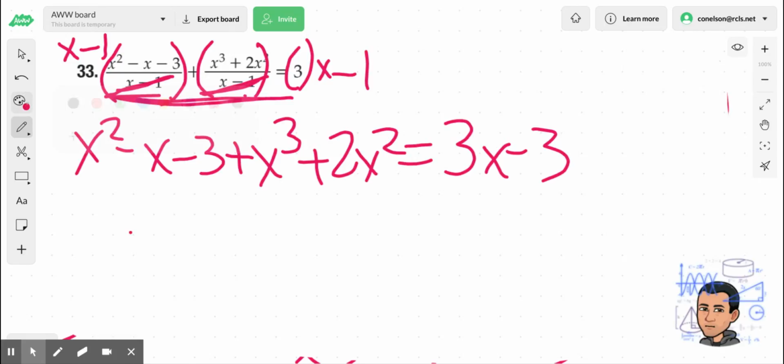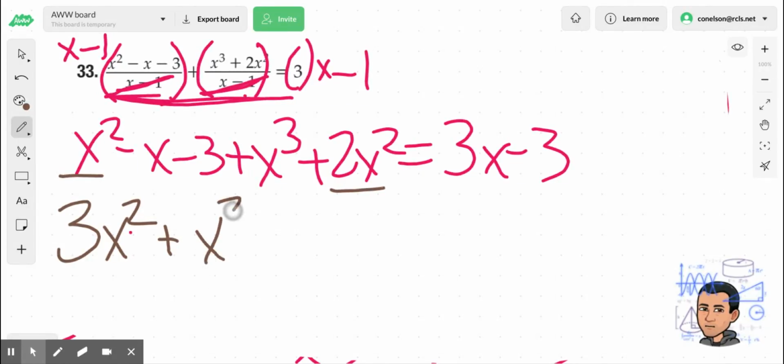So let me change my color. You can see what direction I'm going here. I haven't used brown yet. That's a lovely color. X squared, 2x squared. That's going to give me 3x squared. Oh, I forgot about the lovely x cubed. And so took care of that.